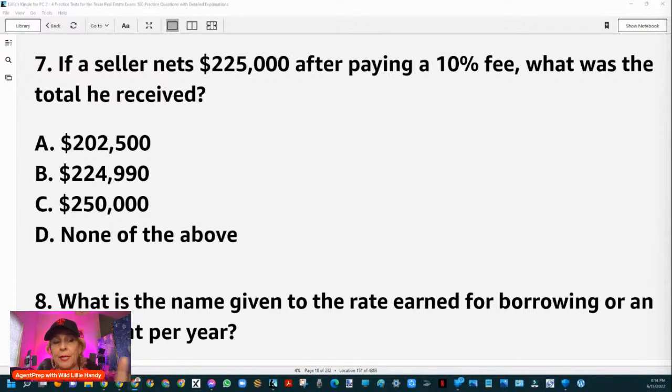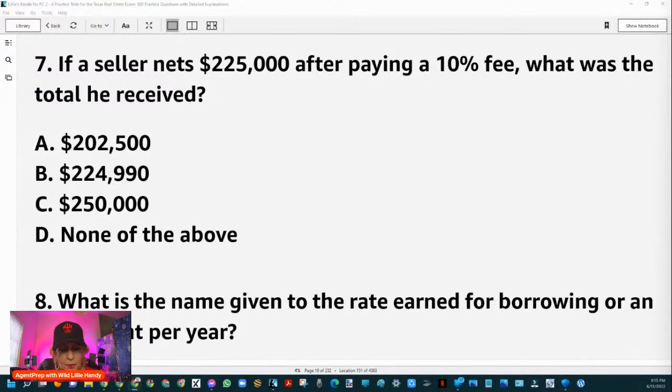So the amount has to be greater than 225. Okay, y'all, pay attention to this. Seller is netting 225. So that means they paid 10% fees. So what was the original price? The original price was $250. So he received an offer for $250 and paid a 10% fee, maybe 10% commission, and nets $225.